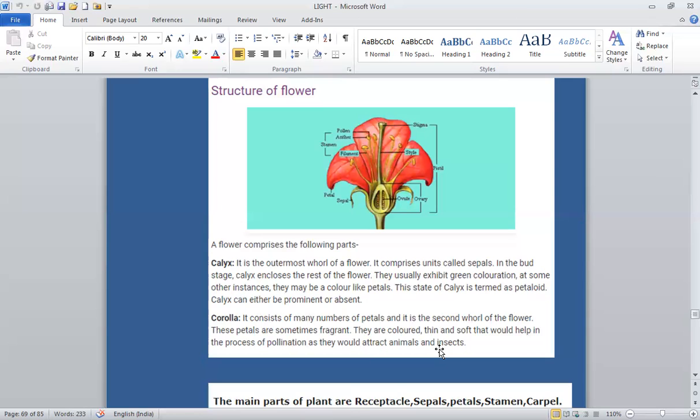And of course, they also possess fragrance glands, nectar glands. So insects visit the flowers for these things.